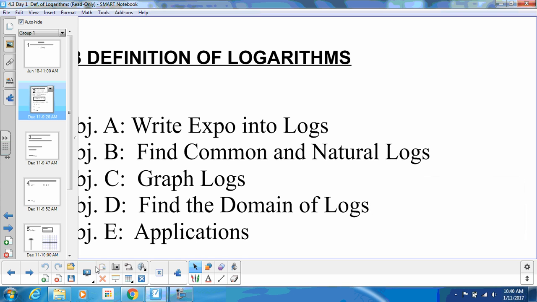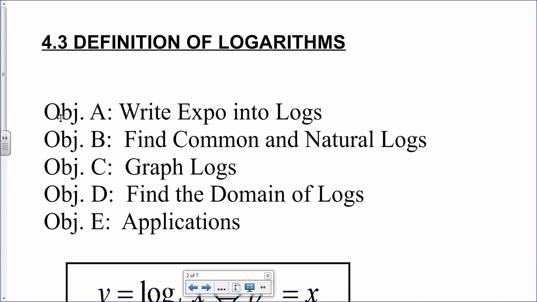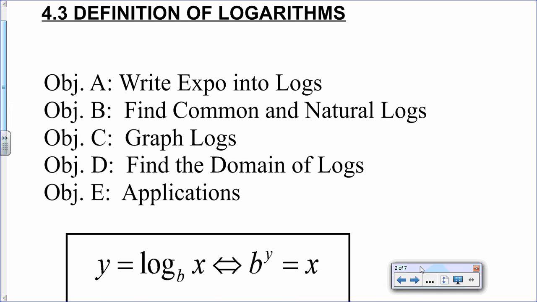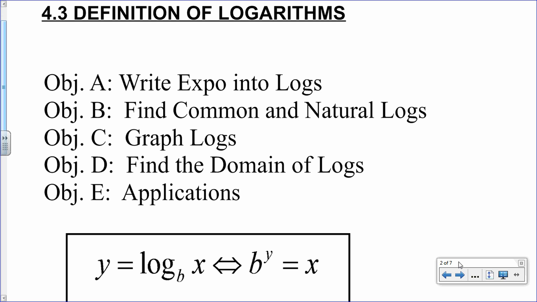We are starting 4-3 today, which is logs. So we're just going to start by defining what a logarithm is. We'll mostly be doing A and C today, and then tomorrow I'll pass out the calculators to do a little bit of objective B, and we'll do D and E tomorrow as well.